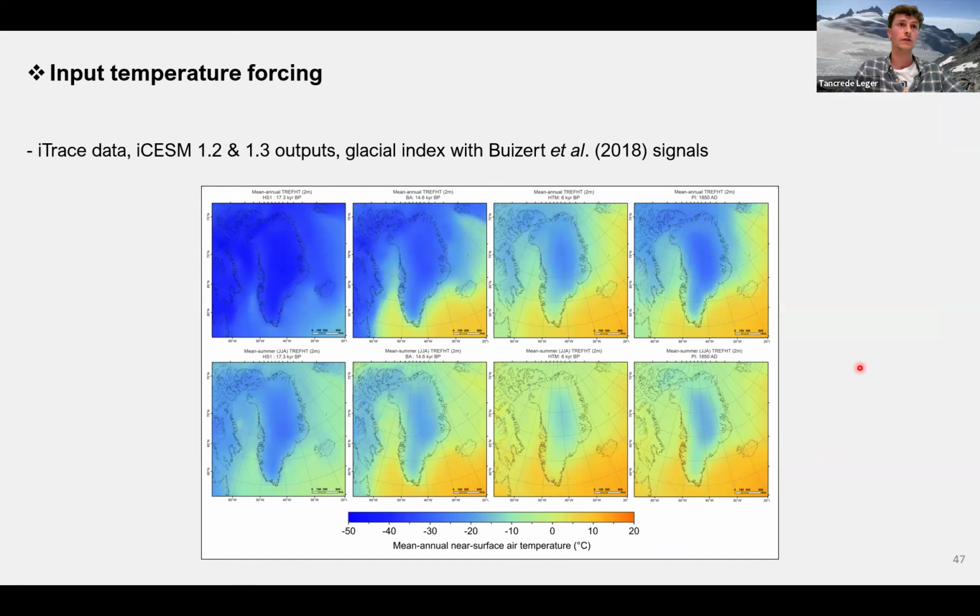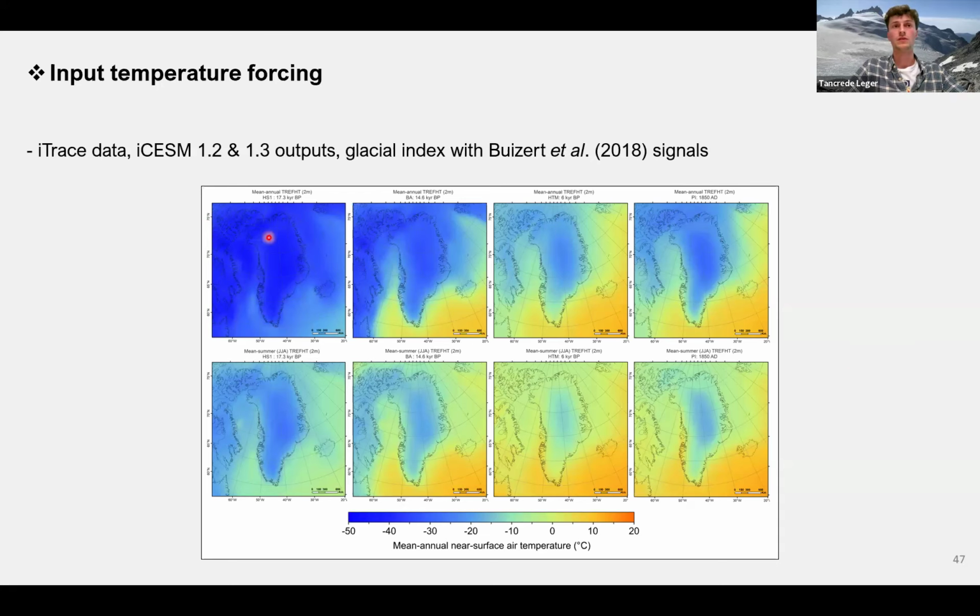We also use data from the same model, time slice simulations for time slices that we don't have in iTrace. So 21,000 years ago, 9,000 years ago, 3,000 years ago, and the pre-industrial era, 1850 AD. And we still have some gaps to bridge. So in between those data points, we use the glacial index method using the Buizert et al. 2018 signal as a curve to bridge the gaps, basically.